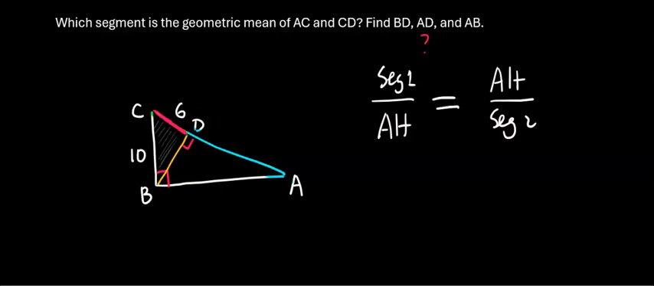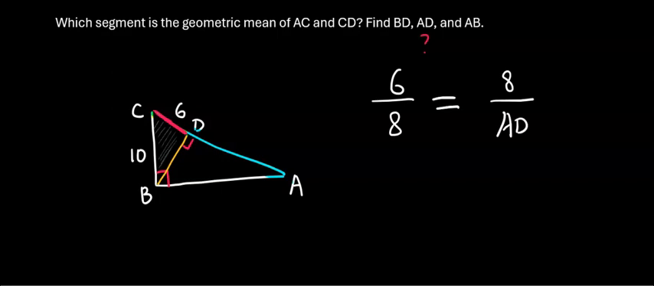Now, altitude is BD. You just find out that is 8, so I'm going to go ahead and plug in 8. And this BD divided AC into 2 segments. One is CD, one is AD. I don't know. CD is 6. AD, I don't know. I'm going to put AD here, but we will find out very soon.